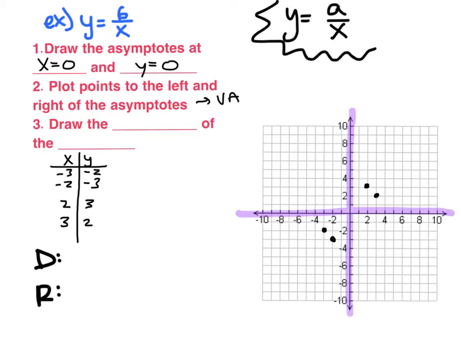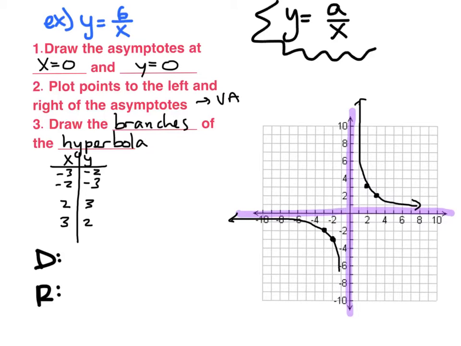Alright, now we're going to draw the branches. Oh, I need a pen. Of the hyperbola. Okay, so that's just a little bit of vocab. This shape is a hyperbola, and these are called branches. These graphs want to be near those asymptotes, but they can't touch them. So just get real close to the asymptote and draw through. And on the bottom. And these things are reflections of each other.